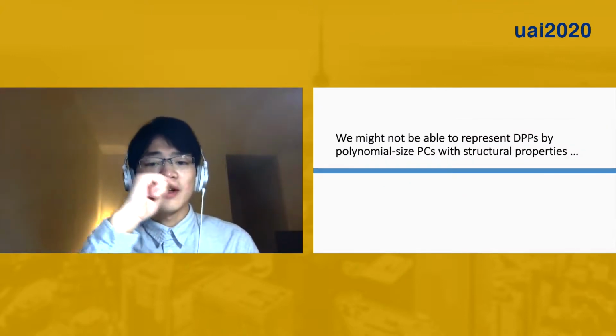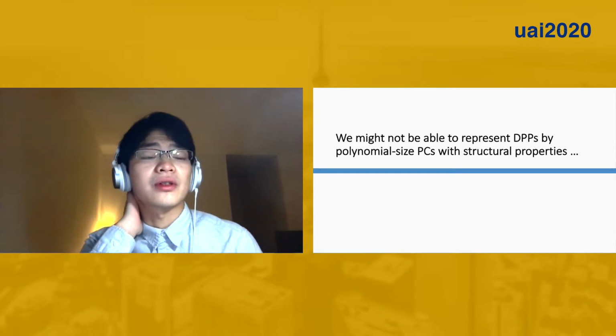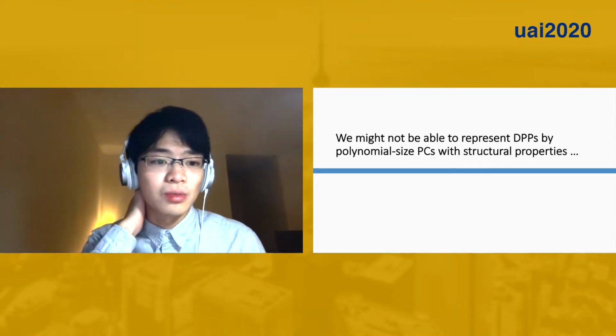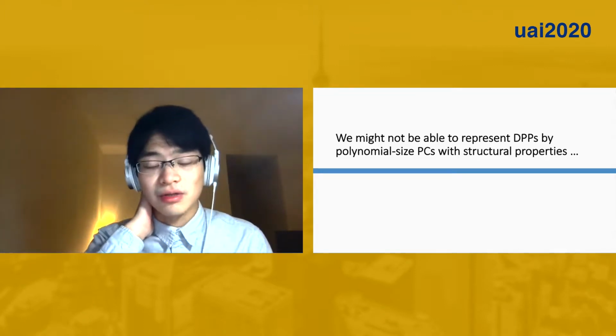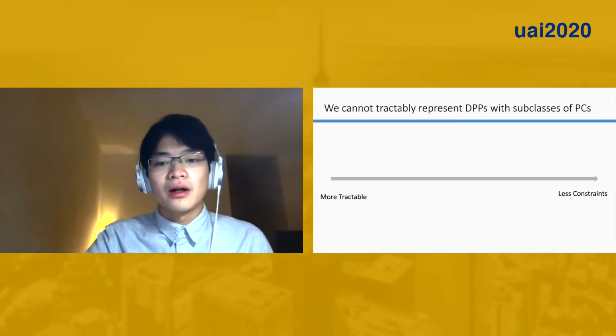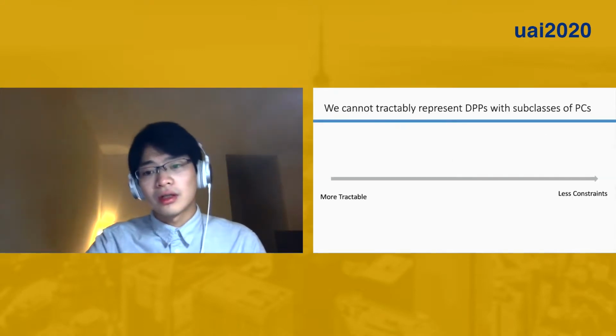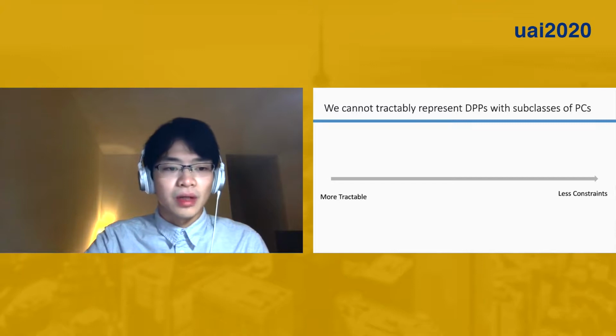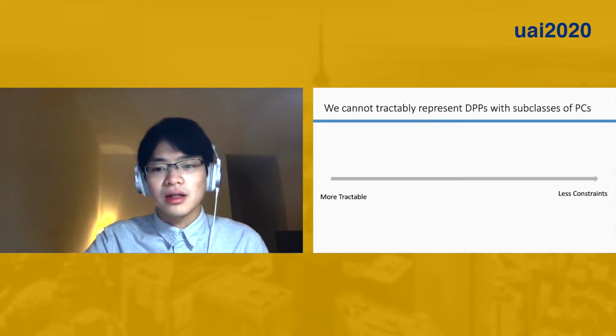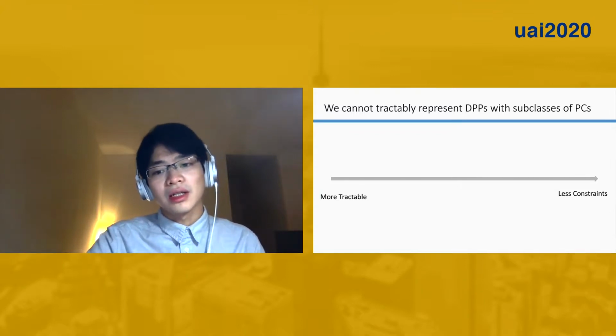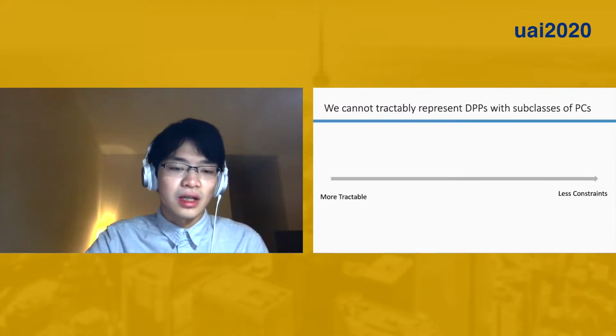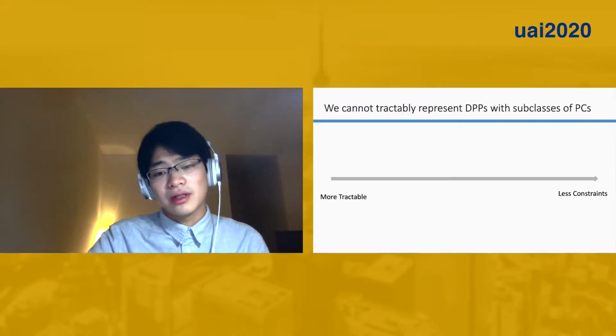All right, so after several unsuccessful attempts, we started thinking that we might not be able to represent DPPs by polynomial-sized PCs with structural properties. Turns out that we were right. We illustrate our results as a roadmap here. So you can see an axis. We will fill it in with different classes of PCs. From left to right, the structural assumption on the PCs gets weaker and allows for greater expressive efficiency. At the same time, from right to left, the tractability of PCs gets stronger.